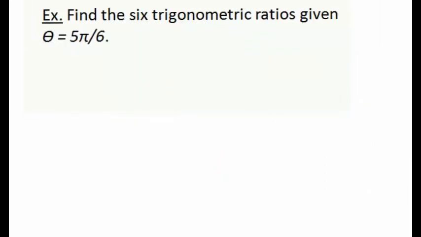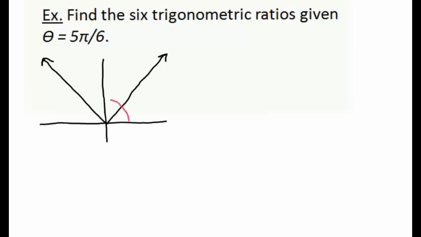Let's do one more example. We're going to find the trigonometric ratios given theta is equal to 5 pi by 6. So let's begin by drawing 5 pi by 6, and that's going to be this angle measure here. And I've also drawn in pi by 6, and that's this angle measure here. Now you might wonder why I've also drawn in the angle measure of pi by 6. Well, that's because the reference angle for 5 pi by 6 is going to be pi by 6.